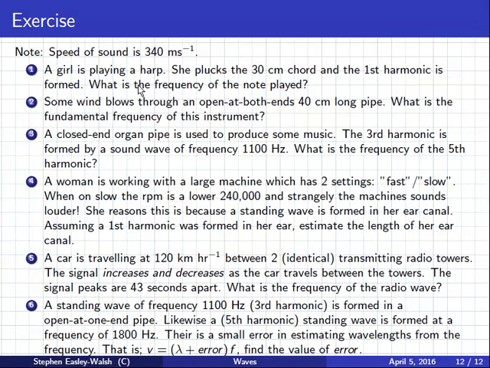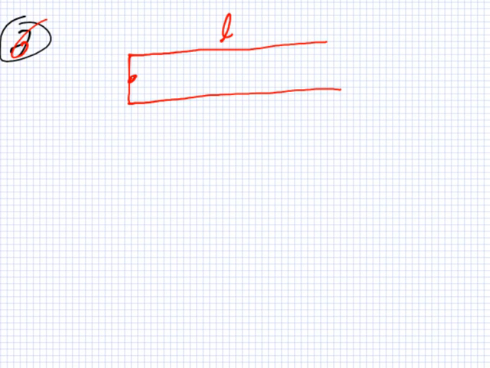Third harmonic, let me try and draw this. Hang on, let me think. That's the first one, a quarter, then three quarters, then 5 quarters. Okay, so it will go up, down, up, up. Okay, so this is the third harmonic, and the wavelength here will be 4/5 the length of the pipe.